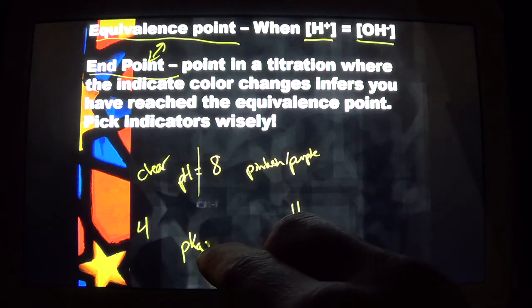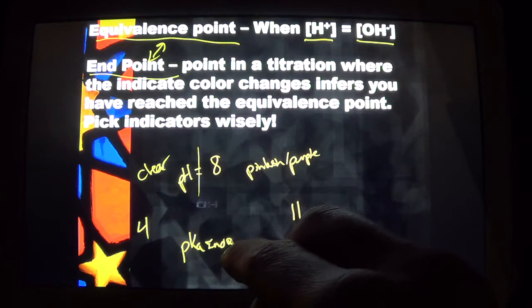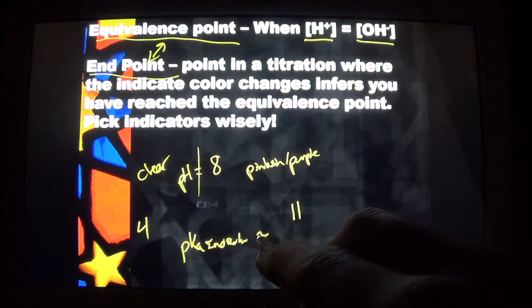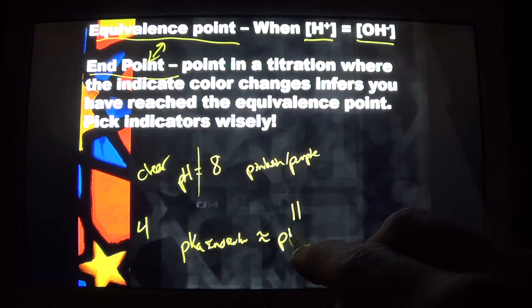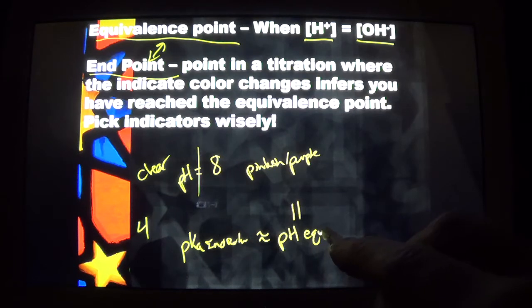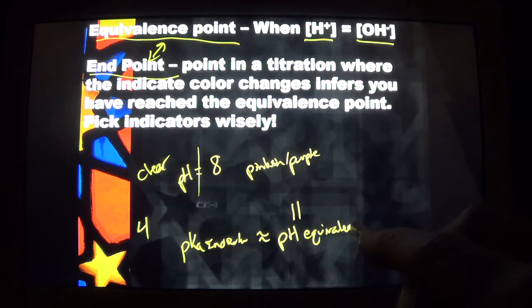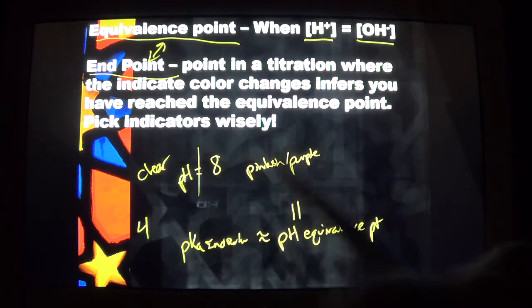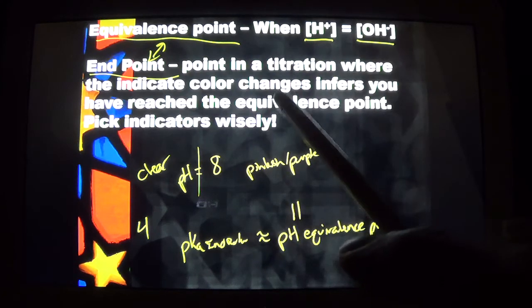The pKa of the indicator should be very close to the pH of your equivalence point. And I'll mention this in later videos when we get back to titration curves, with strong acids, weak acids, triprotic acids, all of that's fun stuff. I'll talk about this again. But this is how I would pick my indicator.